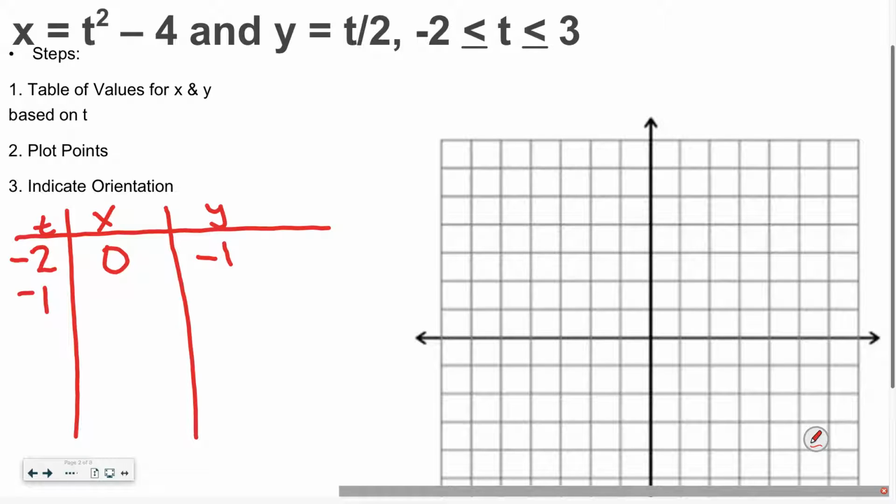If t is negative 1, if we plug negative 1 in, what would we get for x? And what would we get for y? One here. Okay. We're just going to keep doing that until we get to t equals 3. So next up, 0. What do we get for x? Negative 4. And for y, if we plug 0 in for t.